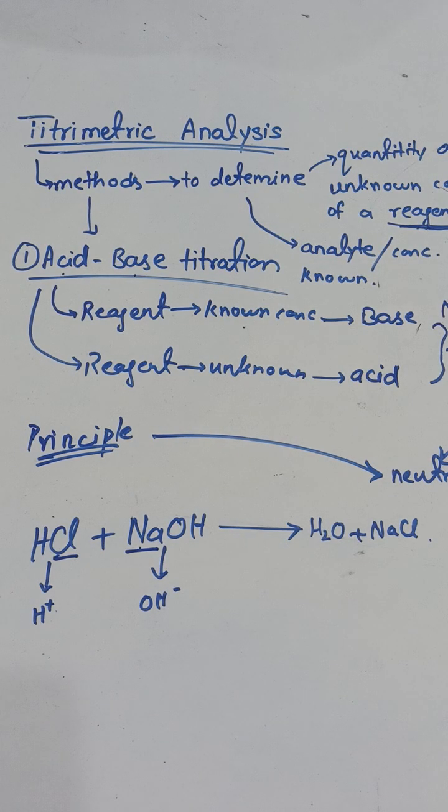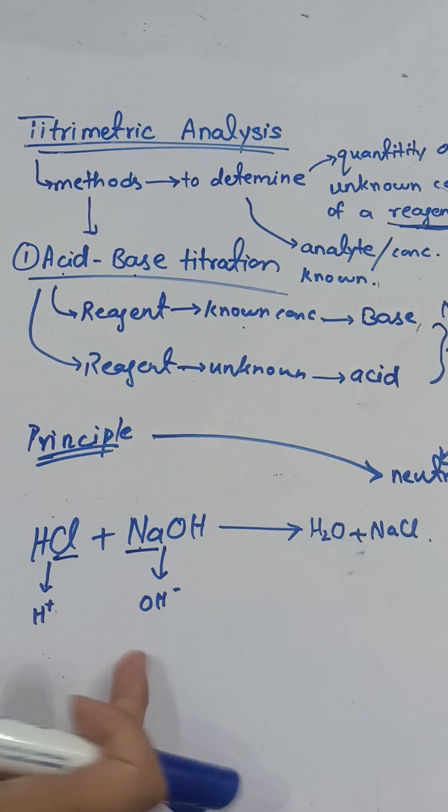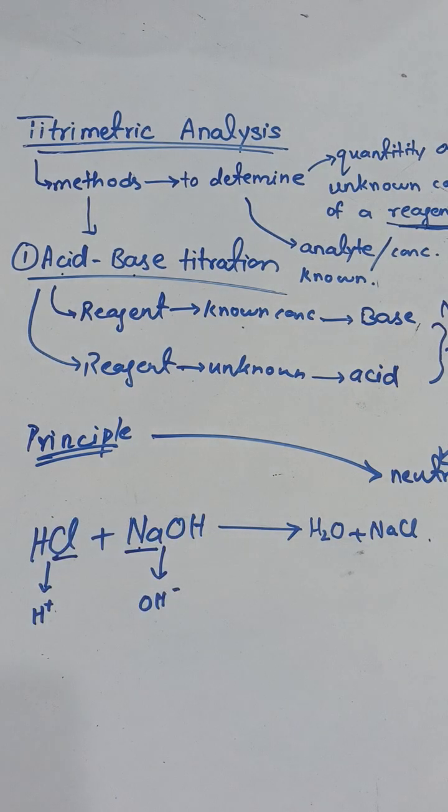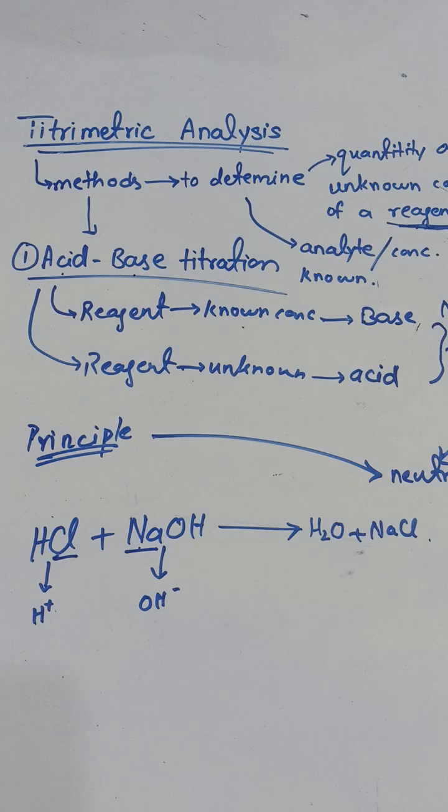There is nothing difficult in it. During the neutralization reaction, the actual reaction occurs between one hydrogen positive ion from the acid and one OH ion from the base. They both react to form water, and salt is actually a byproduct. So the major reaction is between these two ions. Okay, so this was the basic principle of titration.